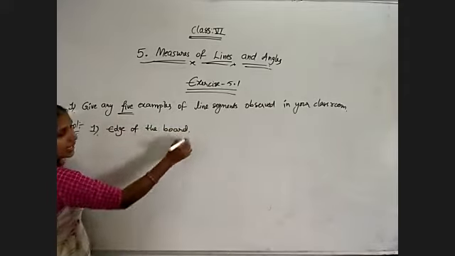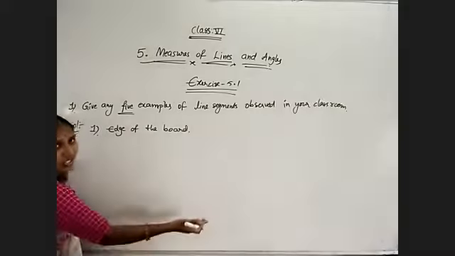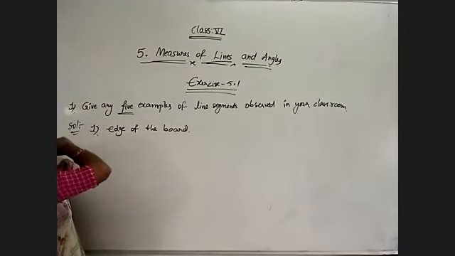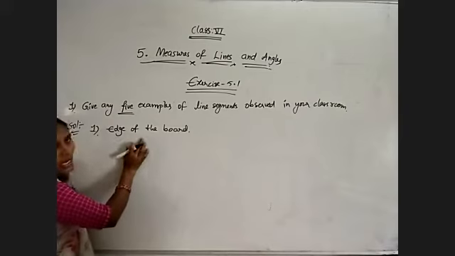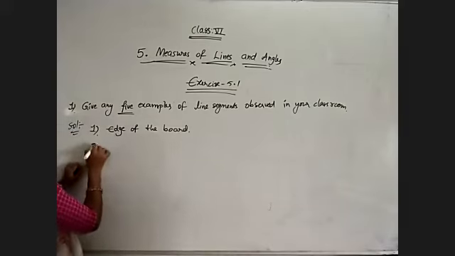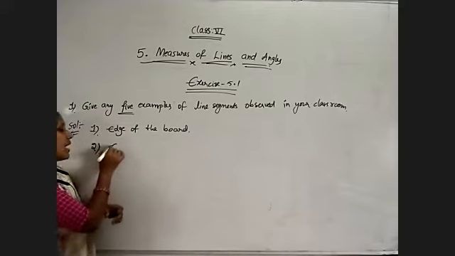The board is also in rectangle shape, but completely we are not taking it as a line segment, no? Just the edge. Observe, 1, 2, 3, 4 edges are there. Any edge is also an example of a line segment. And secondly, we have the edge of the book.